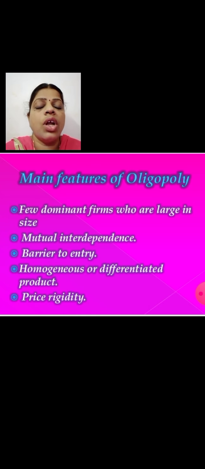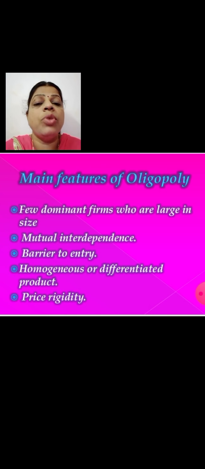Then what are the main features of oligopoly? Other features are also there. The first one is few dominant firms who are large in size. That means even if there are few firms, they are dominant, having more domination in that market, and they are large in size also.